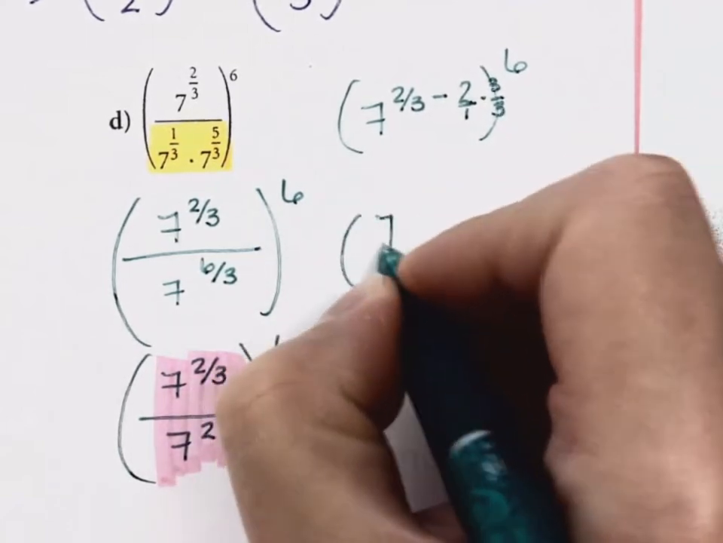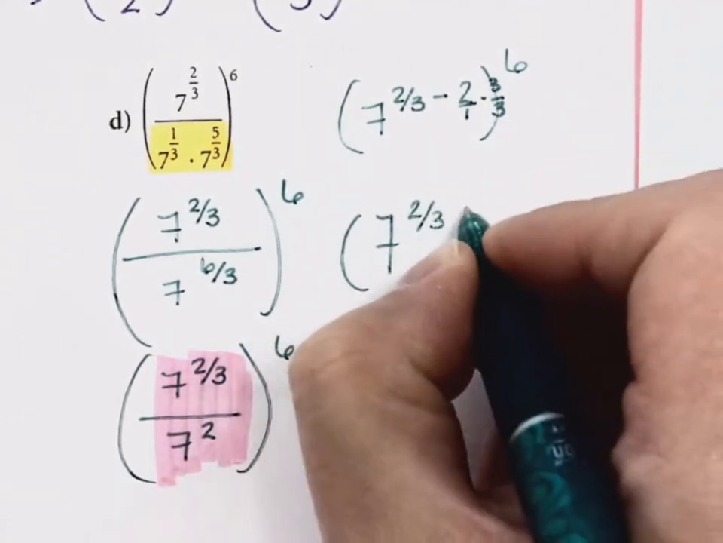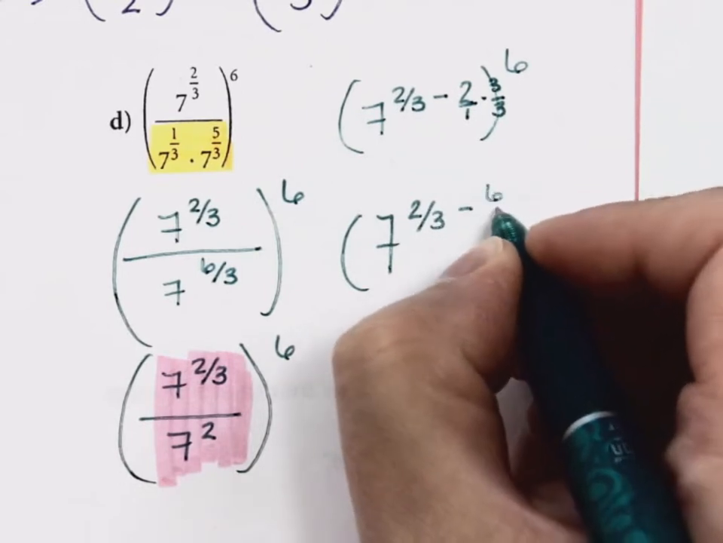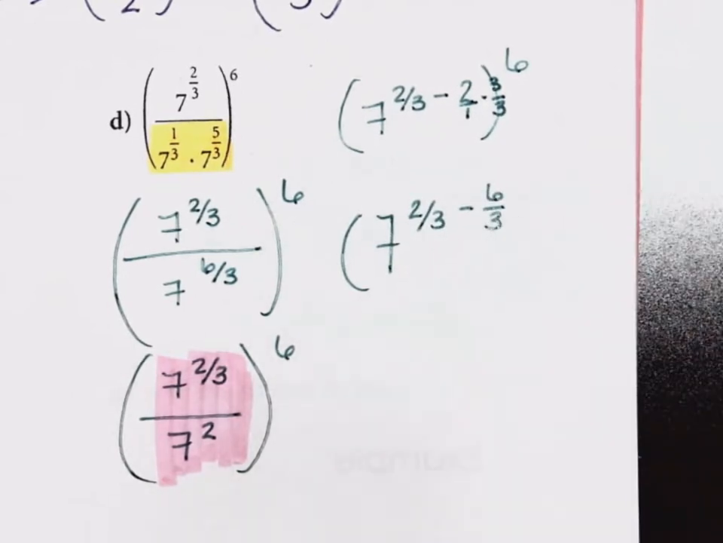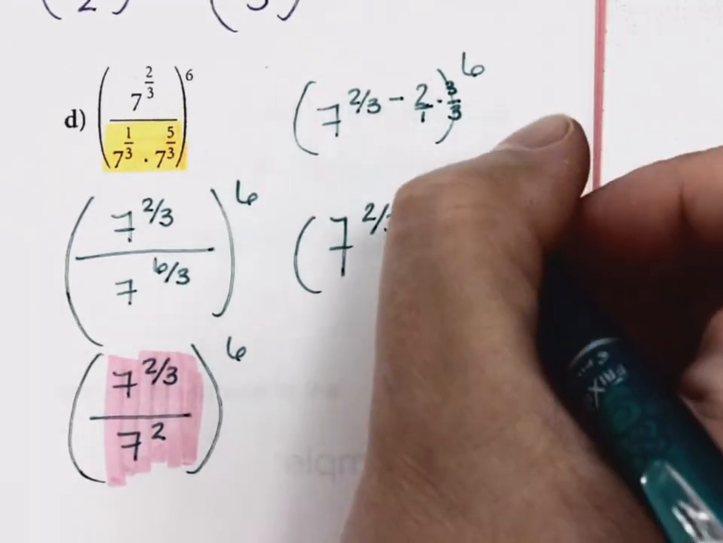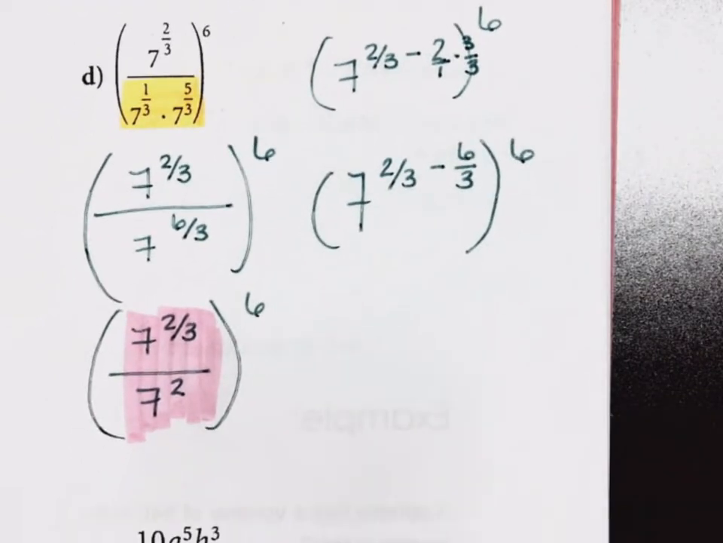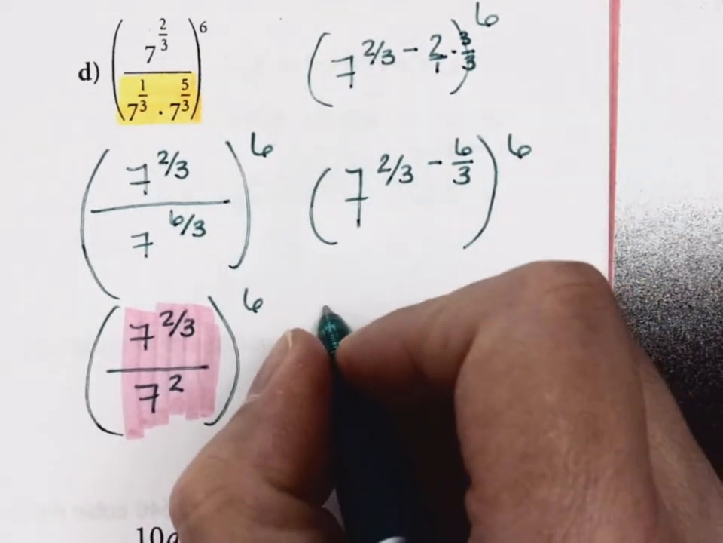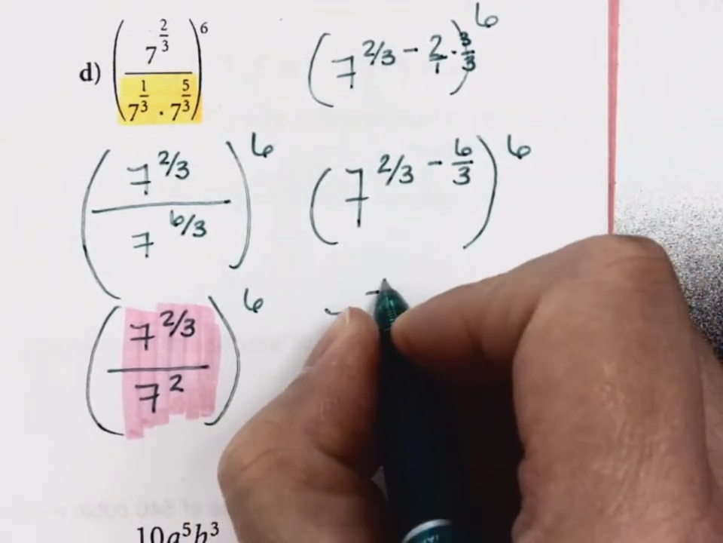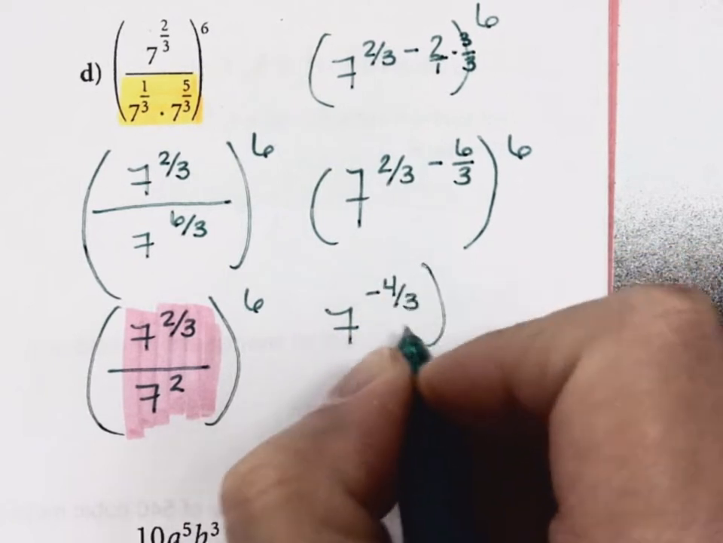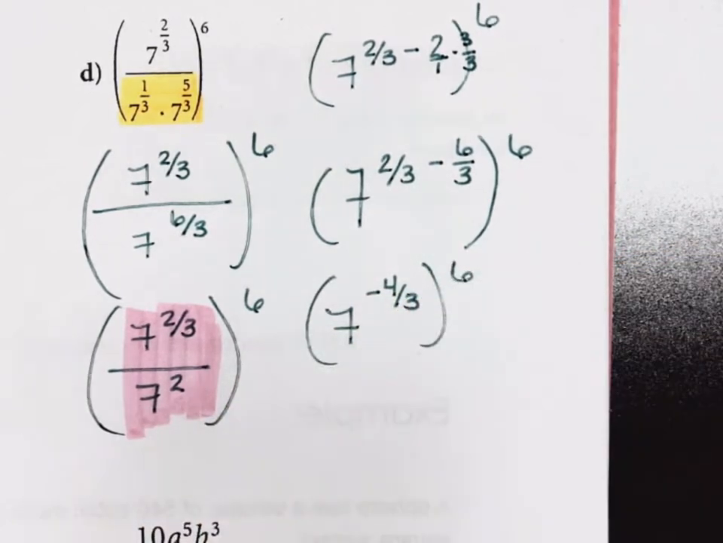So I'm going to have 7 to the exponent 2/3 minus 6 over 3. Oh, maybe it would have been better just to leave it instead of simplifying it. And that's all to the exponent 6. So I'm left with 7 to the negative 4/3, to the exponent 6.